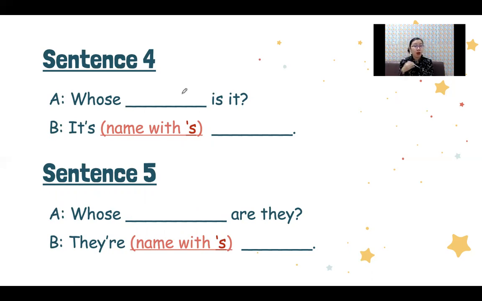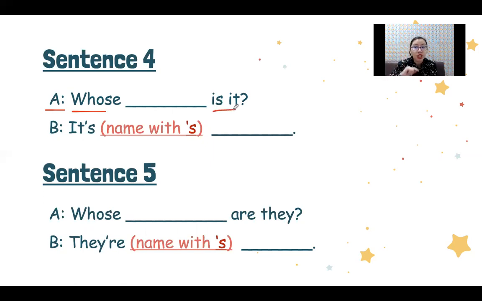Teacher Shai. Okay, so we use the sentences to ask who owns the thing. All right, so letter A. Just like what I said, whose, and then you say the thing, if it's only one. Whose pencil, whose eraser, whose school bag, whose calculator, whose map. We put the thing here, and then is it, if it's only one.